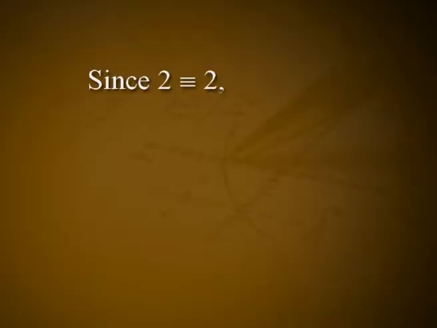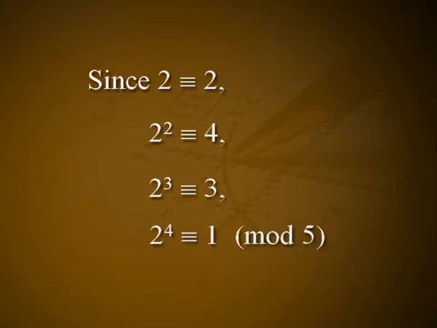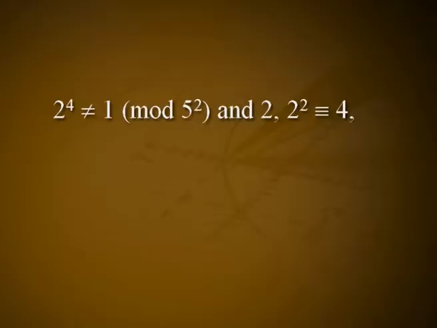Example 1: let p equal to 5, we shall find a primitive root mod 5 square. We know that 2 is a primitive root mod 5 since 2 is congruent to 2, 2 square congruent to 4, 2 cube congruent to 3, 2 raised to 4 congruent to 1 mod 5. Again, 2 raised to 4 is not congruent to 1 mod 5 square.